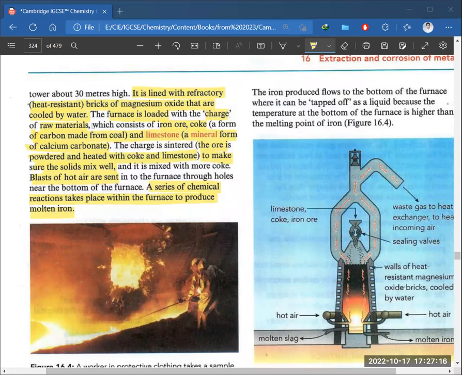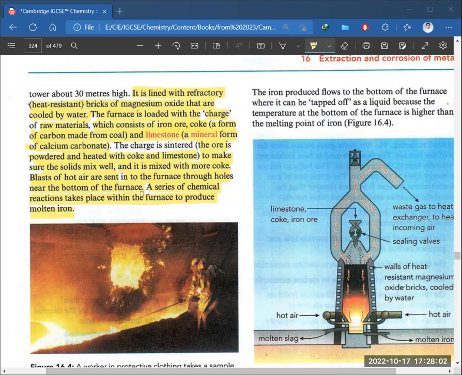It is lined with refractory heat-resistant bricks of magnesium oxide that are cooled by water. The furnace is loaded with the charge of raw materials which consist of iron ore, coke, a form of carbon made from coal, and limestone, a mineral form of calcium carbonate. The ore is powdered and heated with coke and limestone to make sure the solids mix well, and it is mixed with more coke. Blasts of hot air are sent into the furnace through holes near the bottom of the furnace. A series of chemical reactions take place within the furnace to produce molten iron.